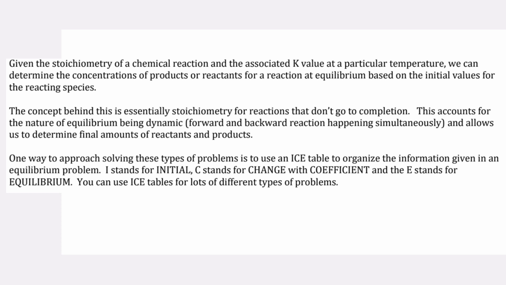And from there, you may be able to determine the concentrations or the partial pressures of each of our reactants and products based on the initial values. With this, they don't exactly go to completion, so that's why they're existing both forwards and backwards. So products and reactants are both existing at the same time. So you're going to use something called an ICE table. ICE is for initial, C is for change, E is for equilibrium.